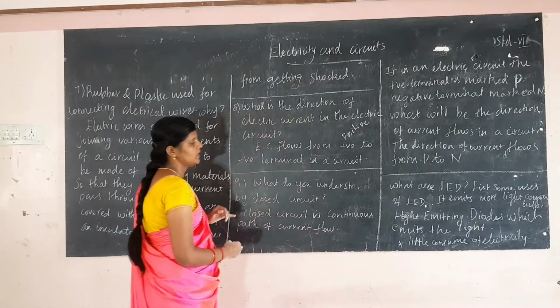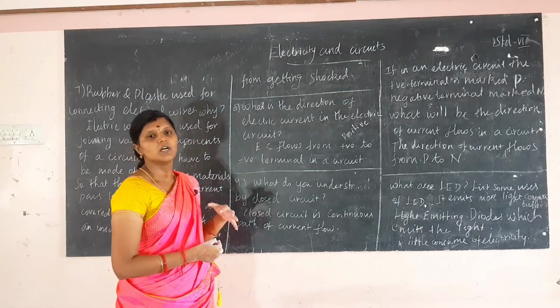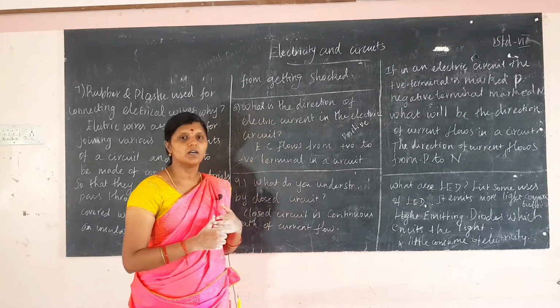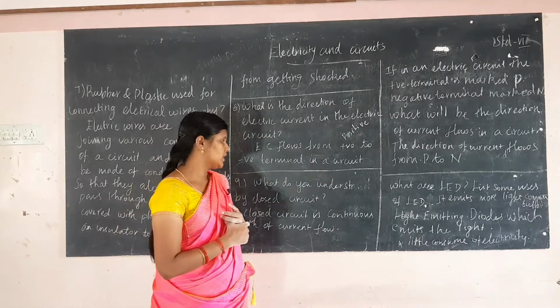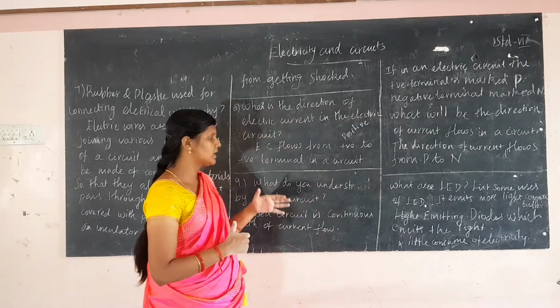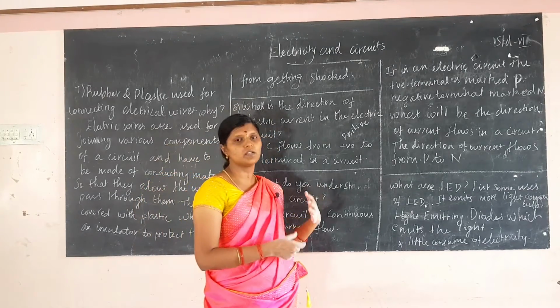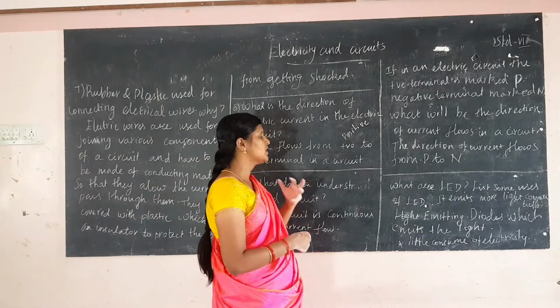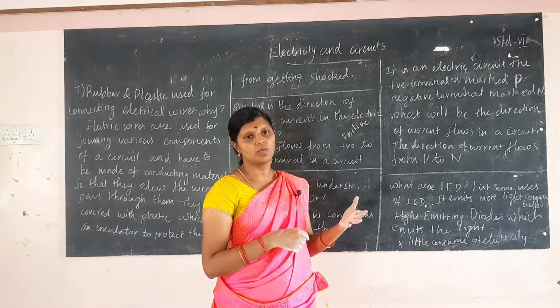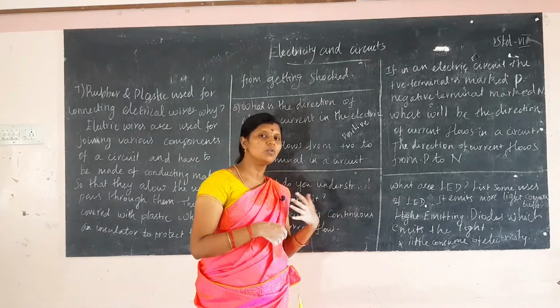What are LEDs? LED is a light emitting diode which emits light. What are the uses of LED? It consumes little electricity, less consumption, and also it emits more light compared to a bulb.